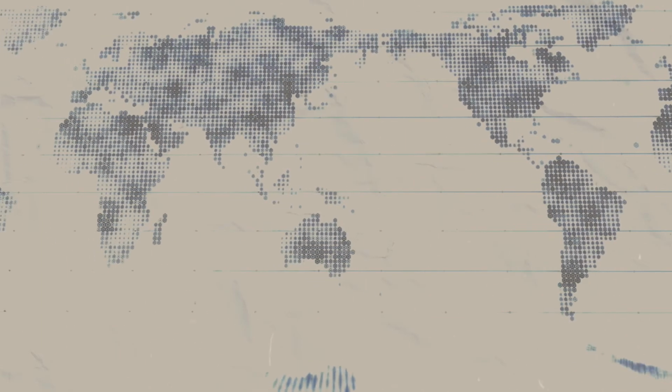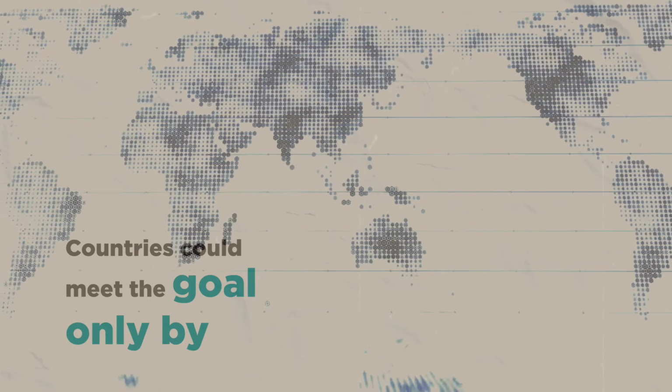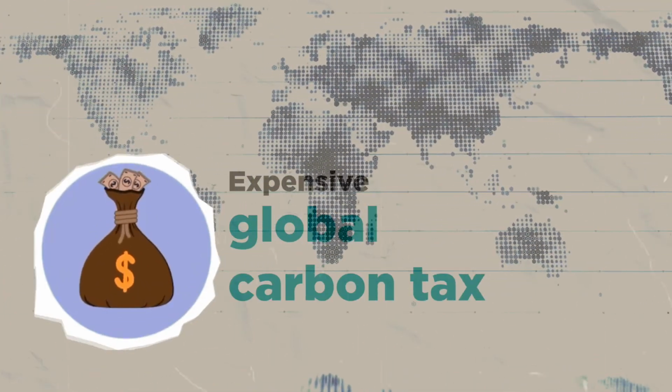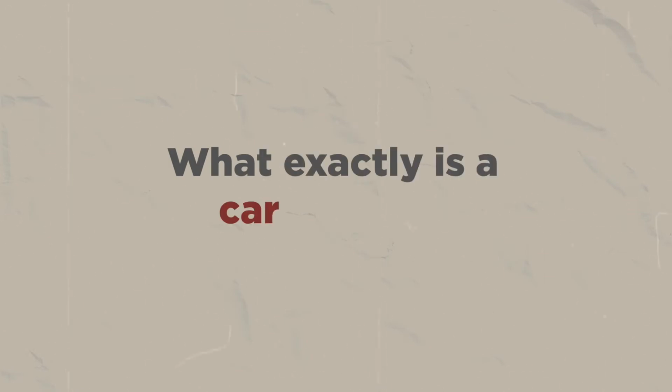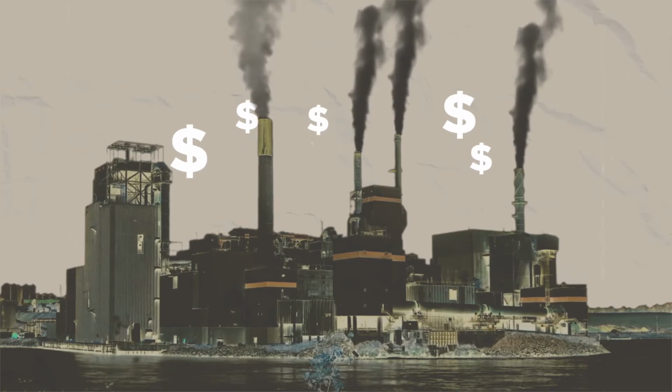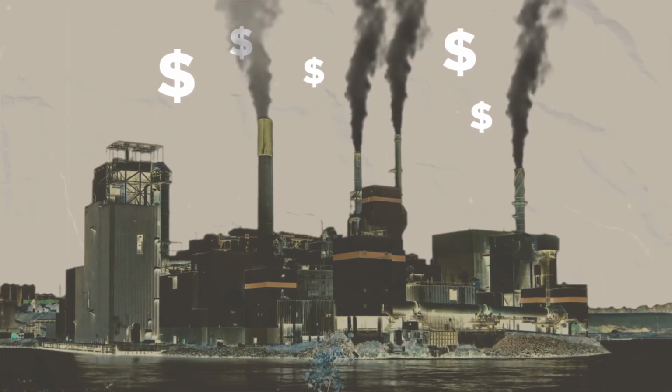The study found that countries could meet the goal they committed to only by imposing a very expensive global carbon tax. So what exactly is a carbon tax? Under a carbon tax, the government sets a price that emitters must pay for each ton of greenhouse gas emissions they emit.